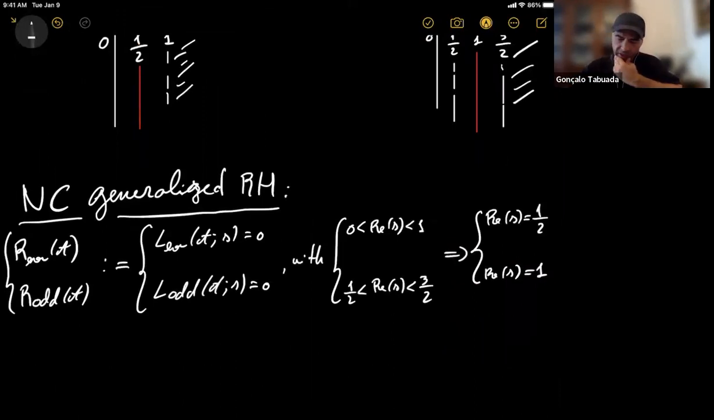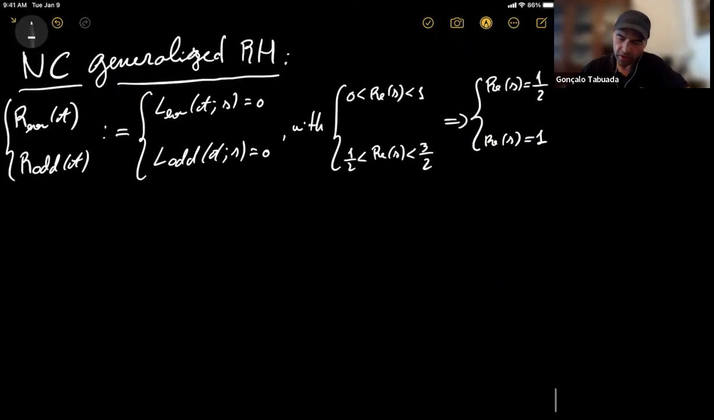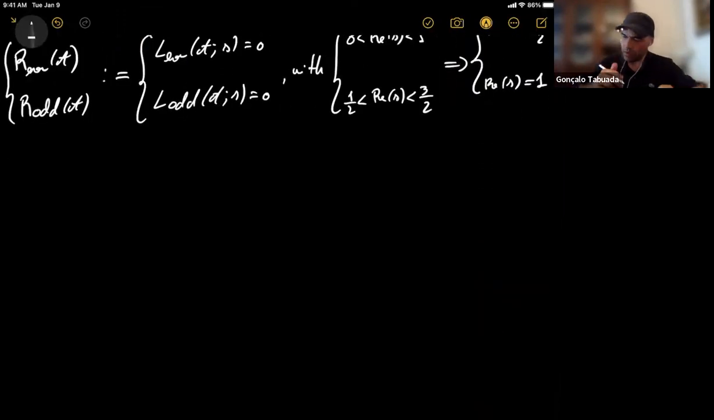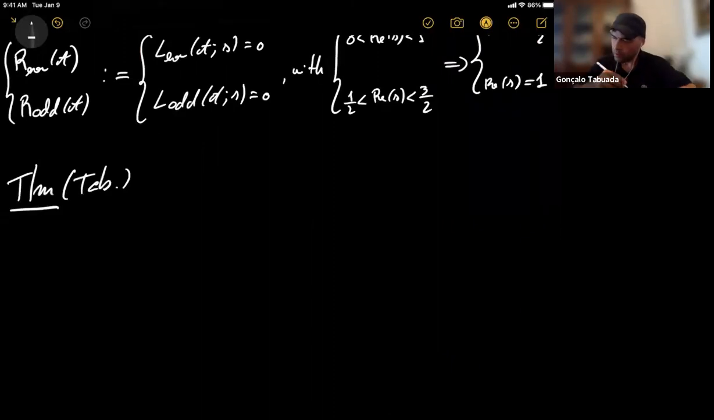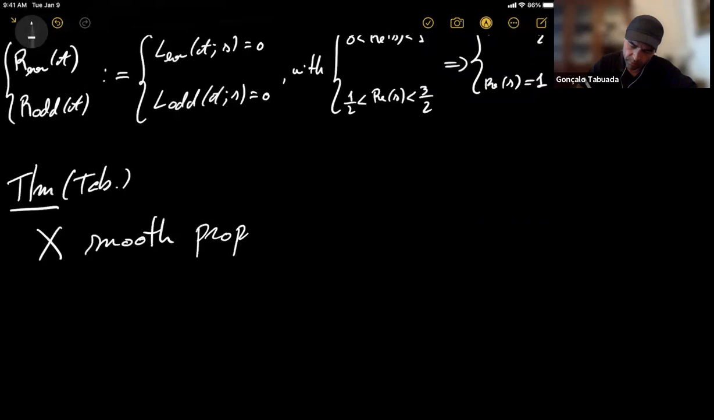And now, why am I interested in this? So why is this useful? Well, I have the following result. So this theorem. Suppose that you have your favorite smooth and proper K-scheme.